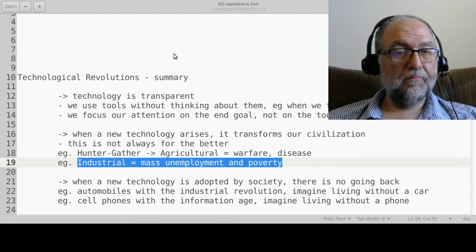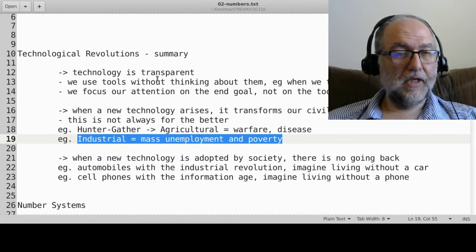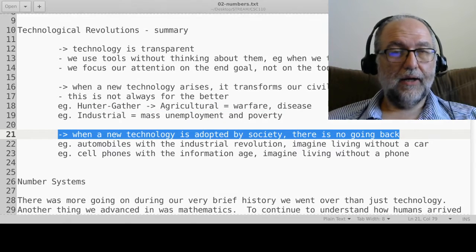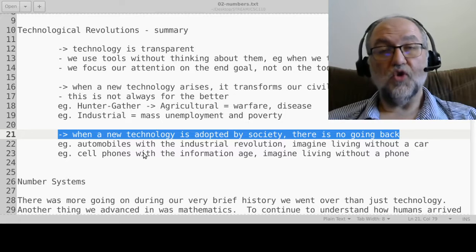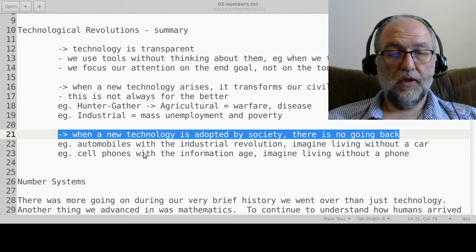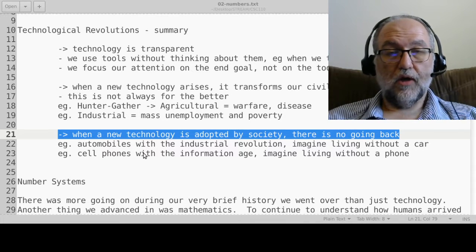All right, and the next point is that I think I did already say that. Okay, not only does it transform our civilization, but there's no going back. And here I can give you some examples. Cars are a product of the Industrial Revolution. They displaced the horse and carriage. And could you imagine living without a car today?